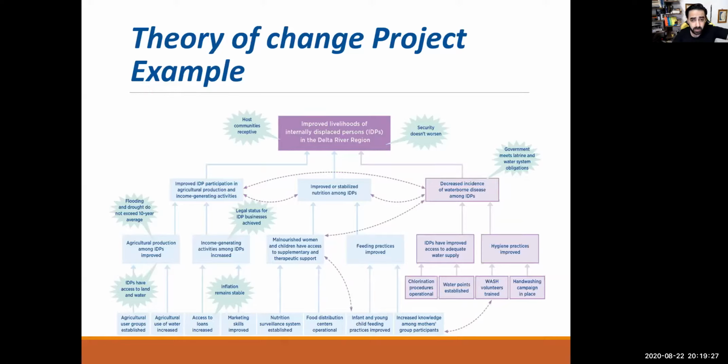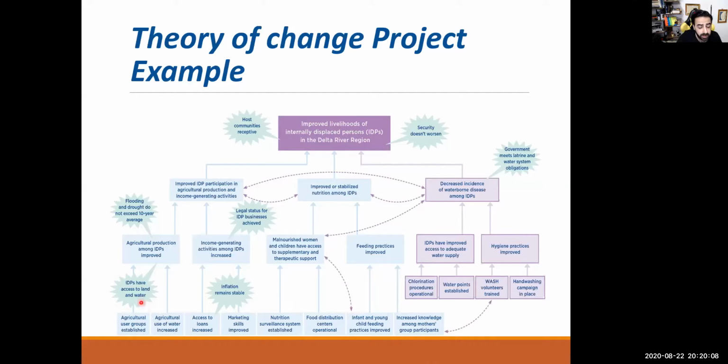I will give an example to make it more understandable. Okay, so these are the activities. Agriculture user groups established, so we formed our groups. Agriculture use of water increased, so we brought them water. Access to loan increased, we opened more branches to give loans. Marketing skills improved. Nutrition surveillance system established, etc. So these are the preconditions.